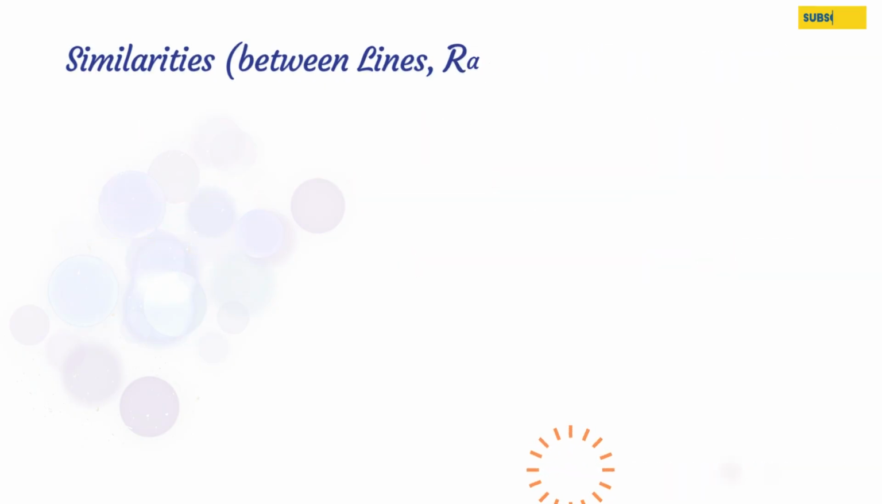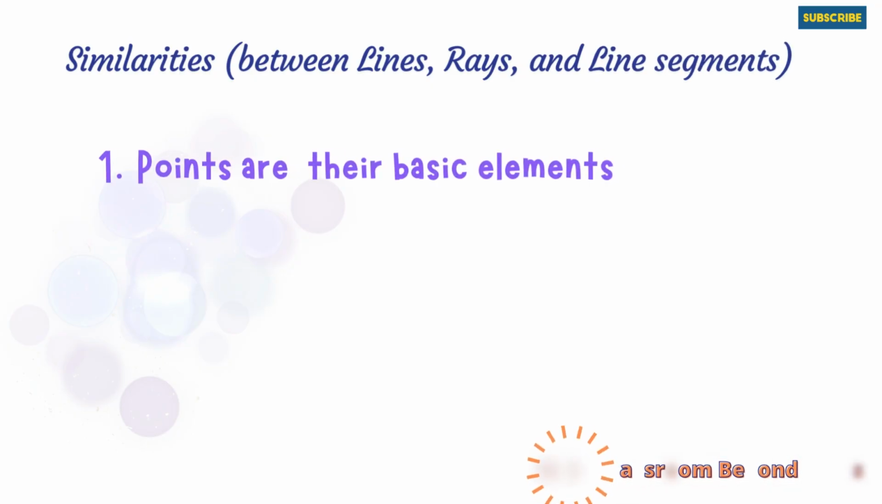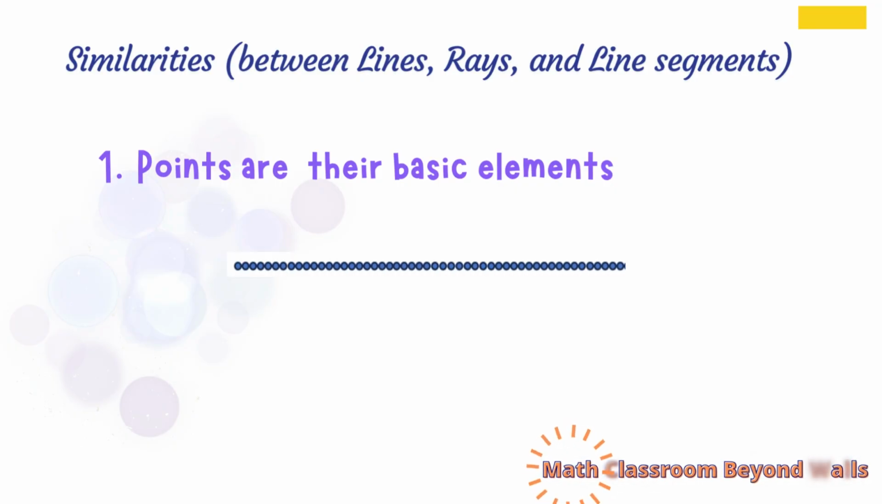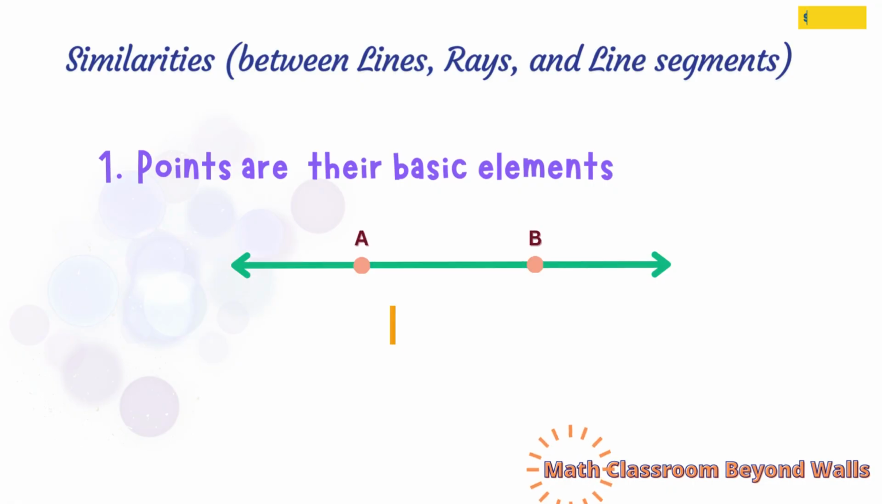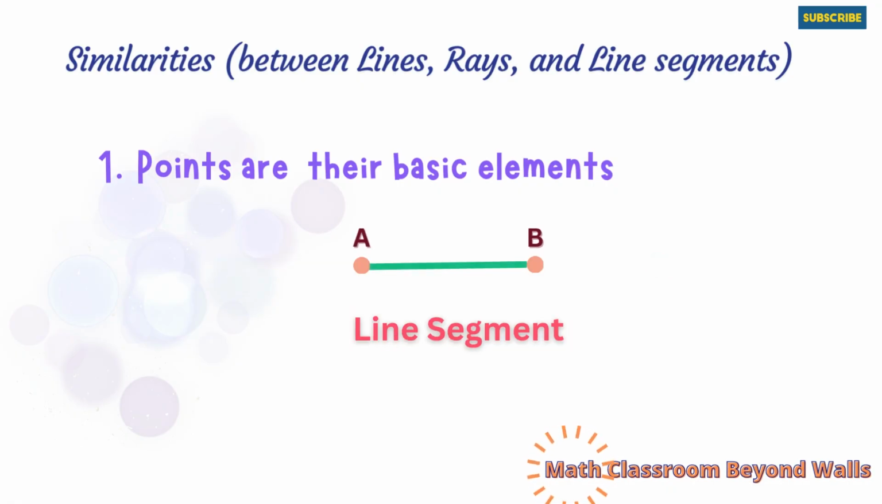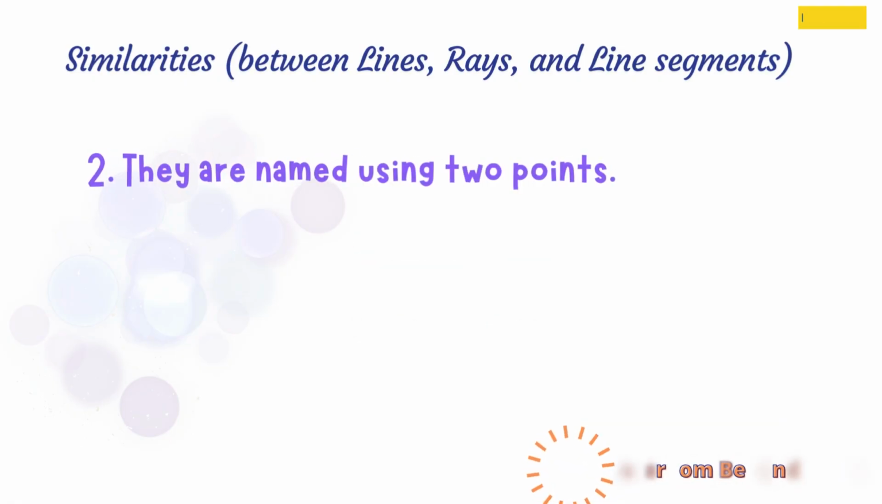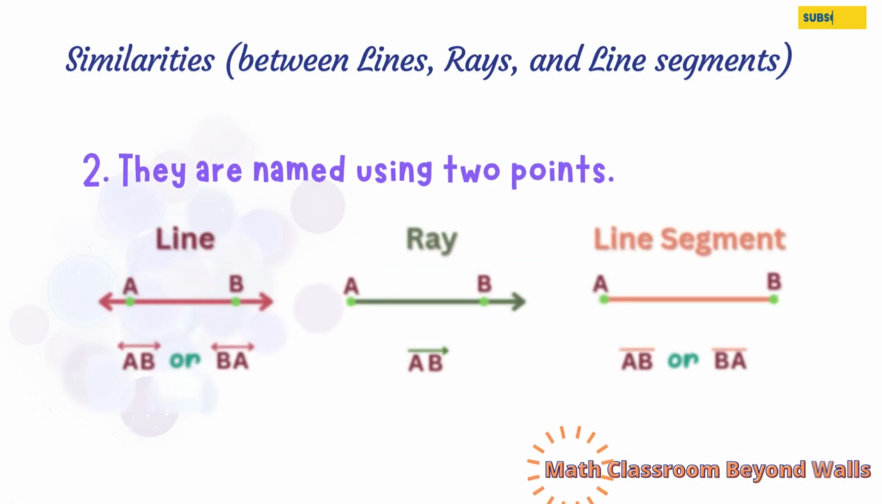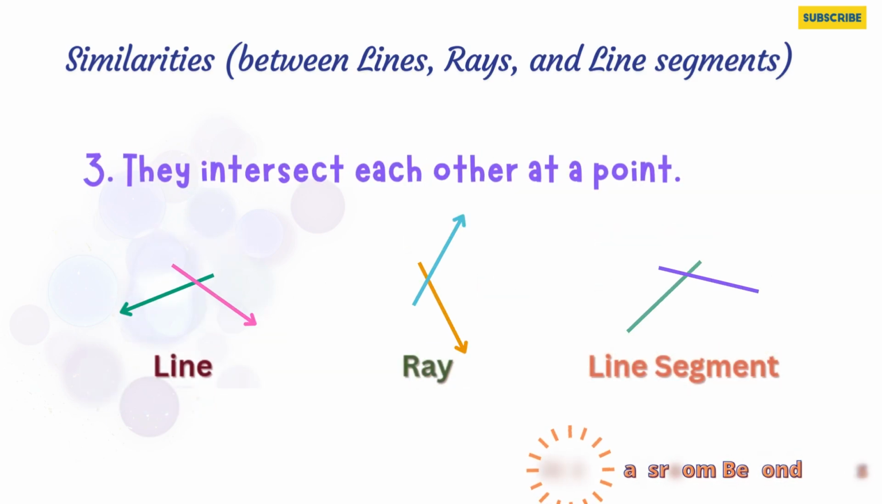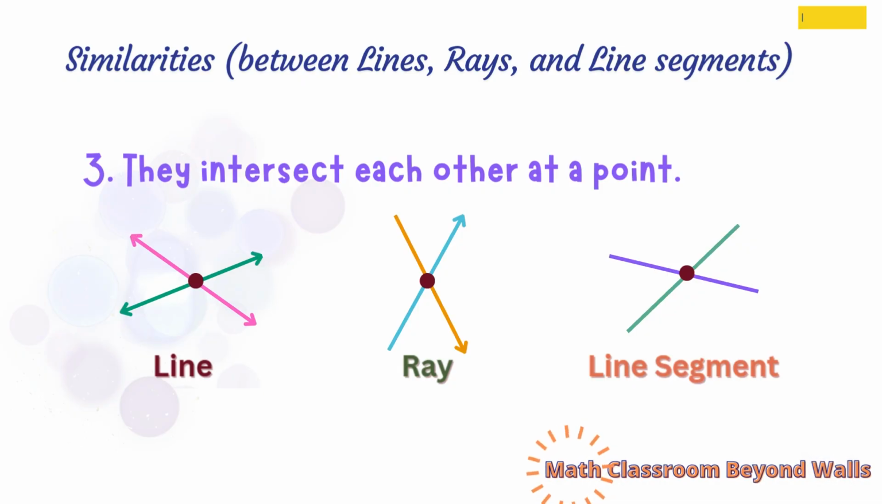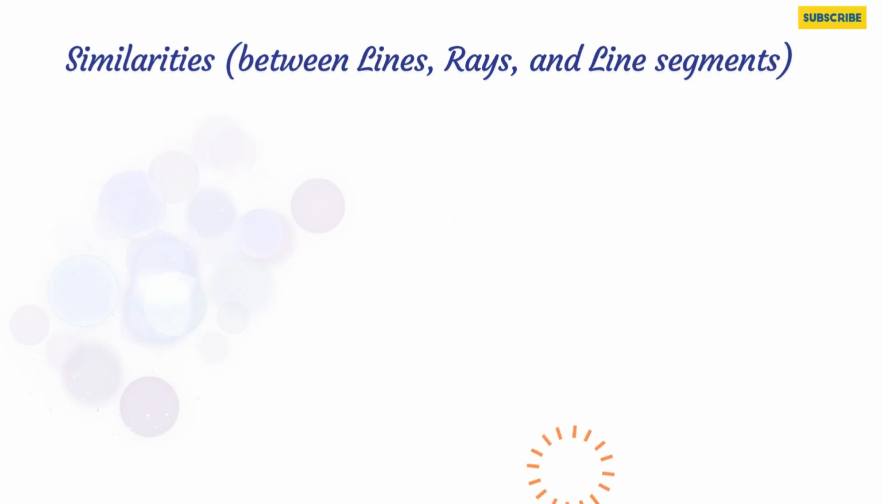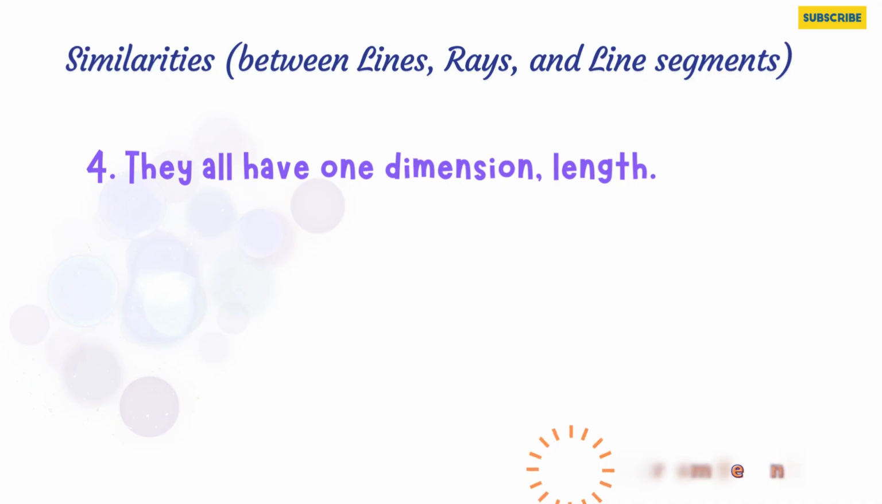The following are some similarities that we have observed. First, they have the same basic elements, points. Second, they are named using 2 points. Third, they intersect each other at a point. Fourth, they all have one dimension, length.